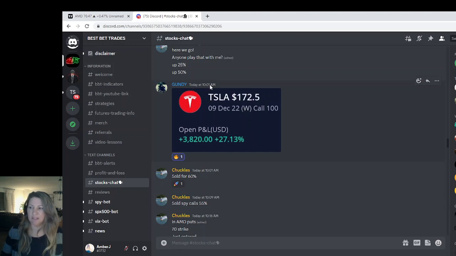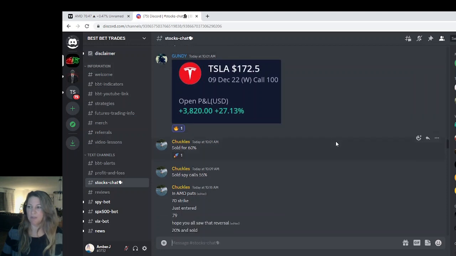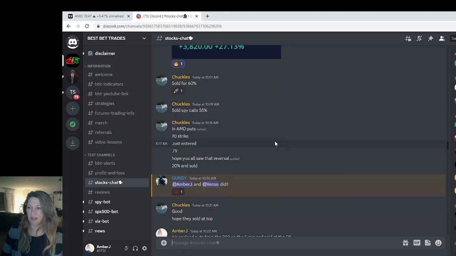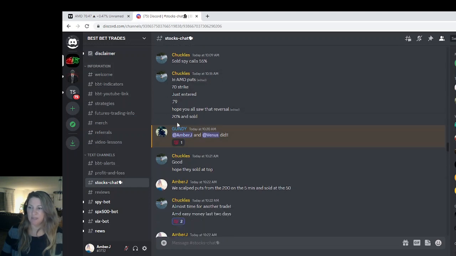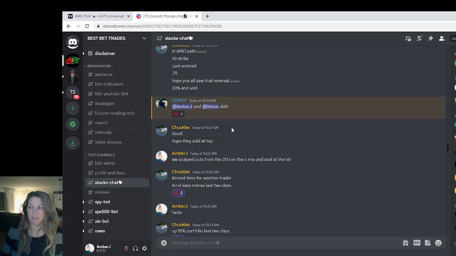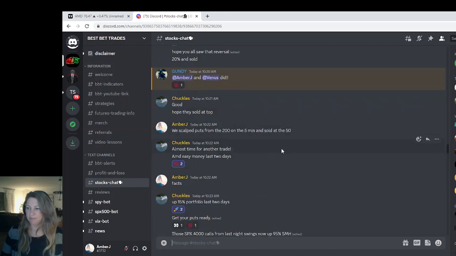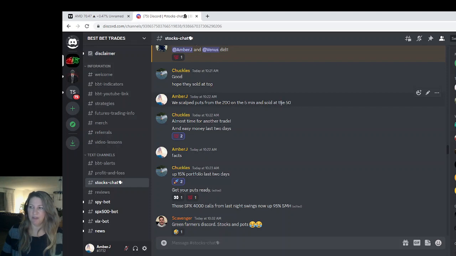And then this is Gundy's Tesla play that he took. 3,800 bucks he made on Tesla with a 27% profit on that one. AMD puts, Chuckles got into the 70 strike just after 10 o'clock, and he got 20% and sold on that one. That's the same trade that Venus and I took. Chuckles wasn't on voice in the morning. He was just chatting in the chat, and Venus and I and Gundy were all in the chat, so we were talking about that when we got into it. And I was just telling Chuckles where we got in and where we got out.